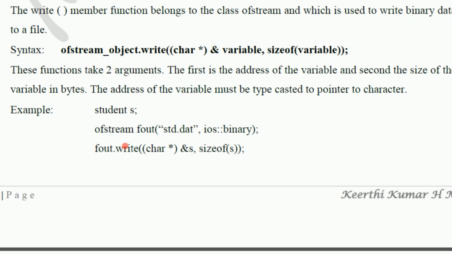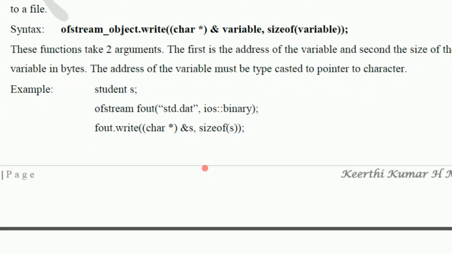Example: student s; ofstream fout("std.dat"), that is a file name, ios::binary, open it in binary mode. fout.write((char*)&s, sizeof(s)). That means whatever is there in this s object, write into the file called std.dat.